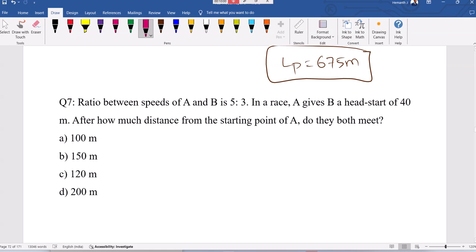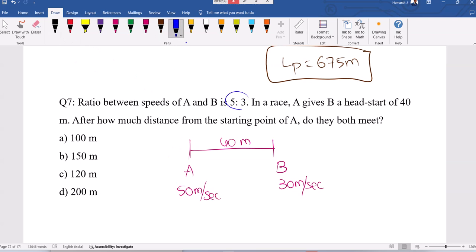Ratio of speeds of A and B is 5 is to 3. A's speed is more. So he is asking B to start 40 meters ahead. Okay, this is the race. You want 40 meters ahead. Fine. So 40 meters ahead. A is here, B is here. 5 is to 3 means let's say this guy is 30 meters per second speed and this person is 50 meters per second speed. I am considering it so as to satisfy 5 is to 3.